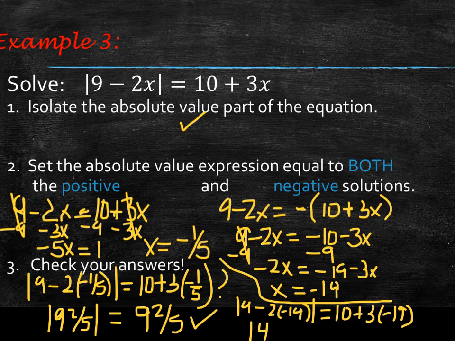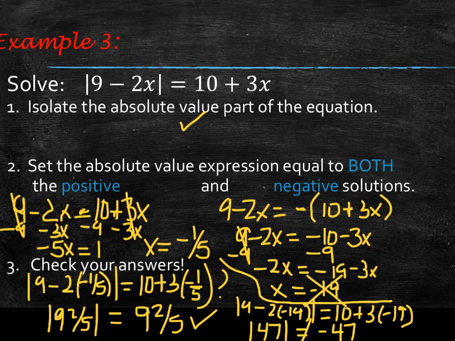So we'd have negative 2 times negative 19 is a positive 38, and then 38 plus 9 would give you 47. So this would be the absolute value of 47 equals, over here, negative 19 times 3 gives you negative 57, and then negative 57 plus 10 gives you a negative 47. So you can see that when you take the absolute value of positive 47, it does not equal negative 47, so we cannot use the negative 19.